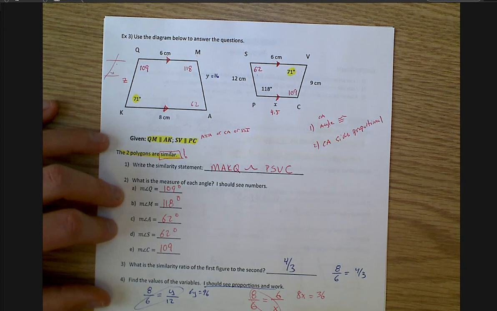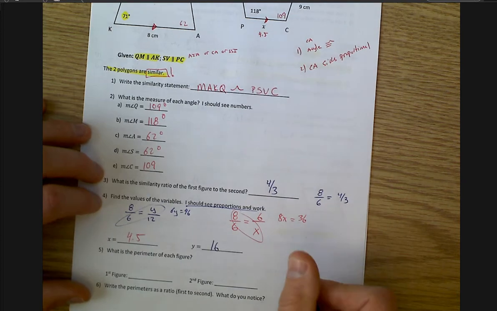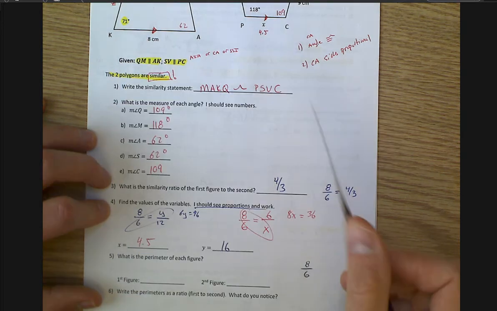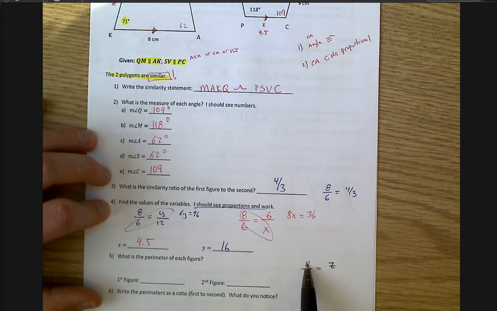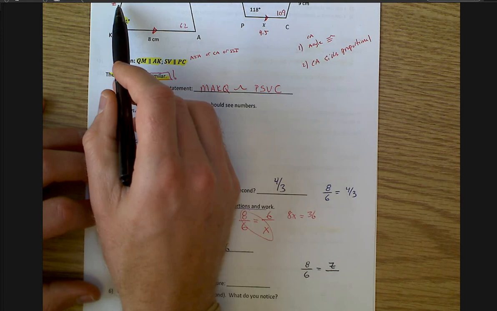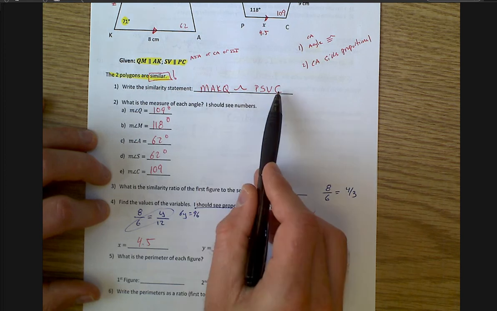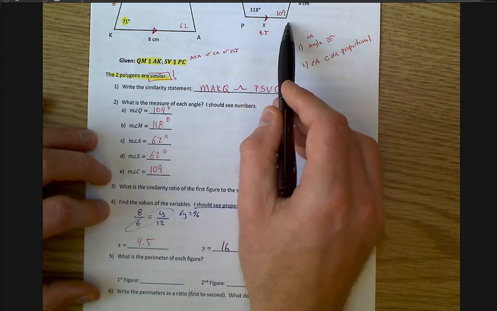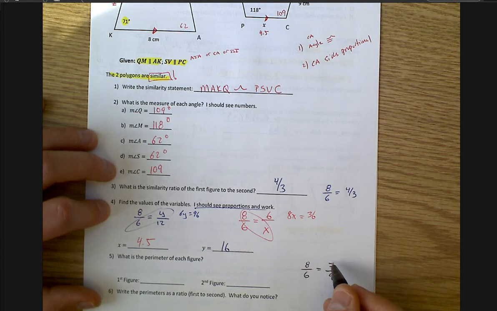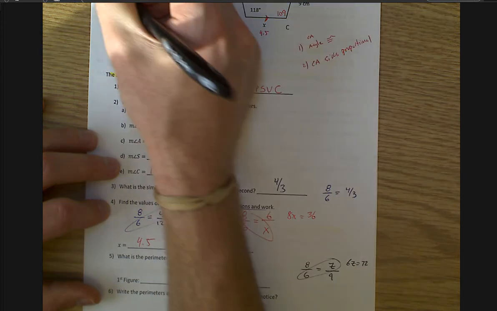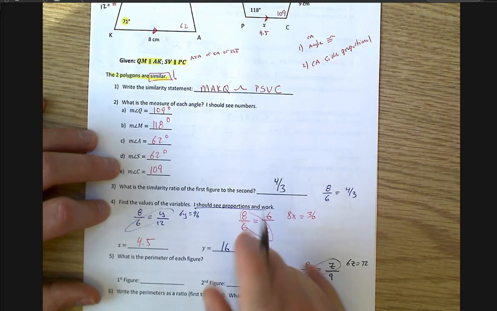So I'm going to use my black pen. I'm still going to use my 8 over 6 that I've been using. KQ is Z, so Z goes on top, right? Because I go first figure over second figure. What matches up with Z? What matches up with QK? Go back here. QK matches up with CV. CV is 9. So if I cross multiply here, I get 6Z equals 72. And 72 divided by 6 should give you 12. So that should give us 12 for our Z.